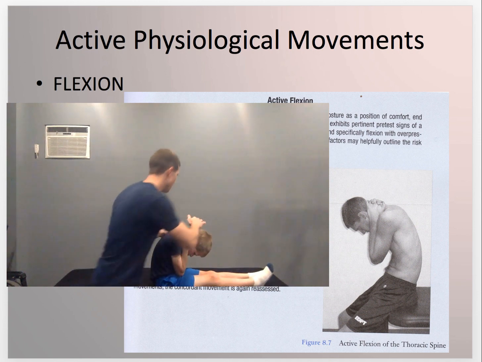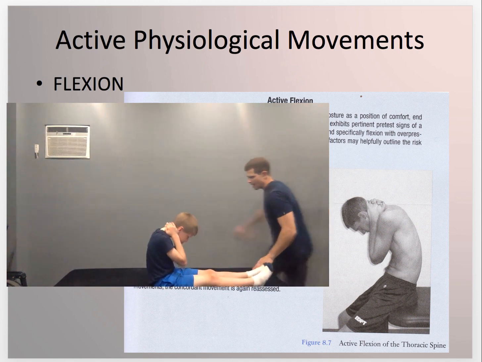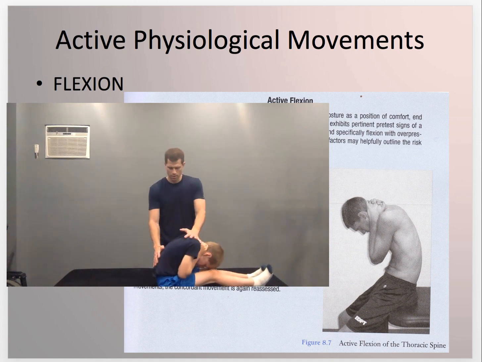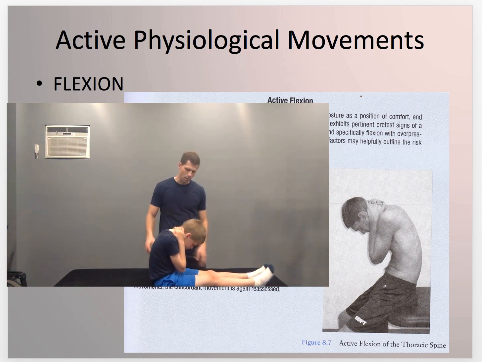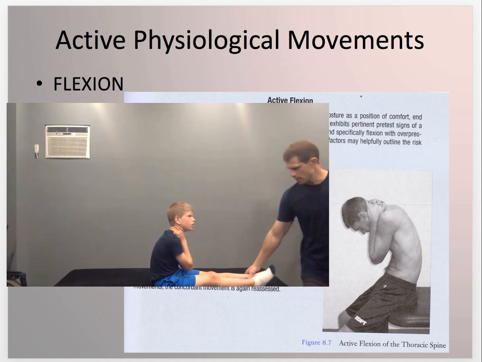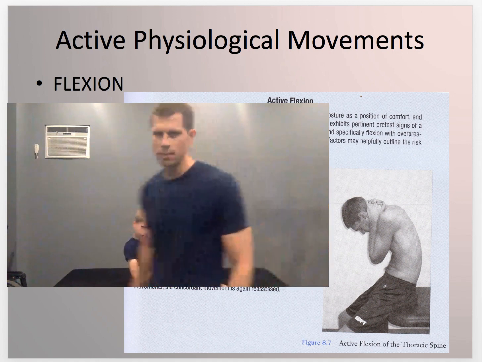So then I can come in here and add some overpressure. He's just being a little bit silly with me, but see, I can add some overpressure through his upper thoracic spine to go further. Did that bother you at all? He would probably say no. So then he's cleared with flexion. Go ahead and relax a minute. You can sit off the edge again.